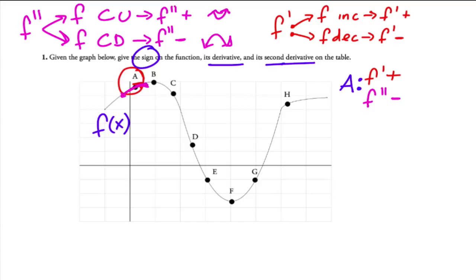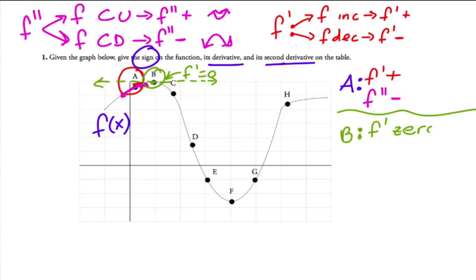Okay, so now for B, notice that if we're looking for the first derivative, the function is neither increasing or decreasing. And if we just draw a tangent line right there, you'll notice that the slope of this tangent line is equal to 0. So right there at point B, the derivative is actually equal to 0. So the first derivative is 0 at point B because the slope of the tangent line is 0.